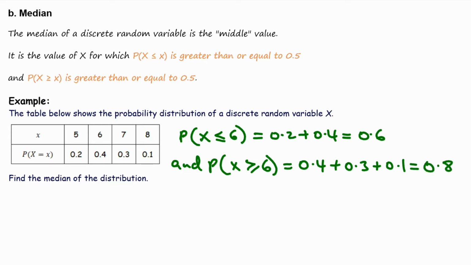And because this meets the condition of the definition of how to find the median of x, we can now say that the median is 6. So hence the median is 6, because the probability that x is less than or equal to 6 is 0.6, which is greater than 0.5, and the probability that x is greater than or equal to 6 is equal to 0.8, which is greater than 0.5.